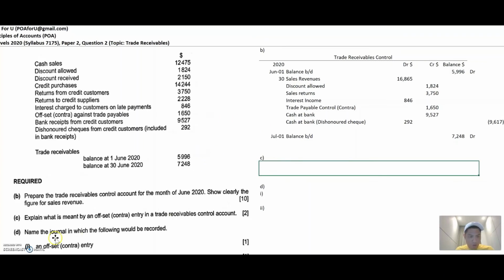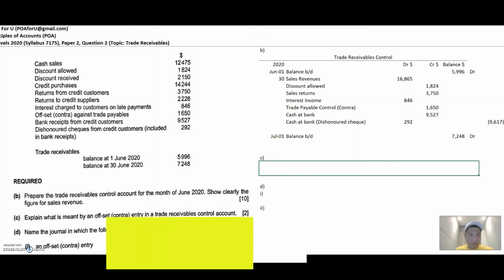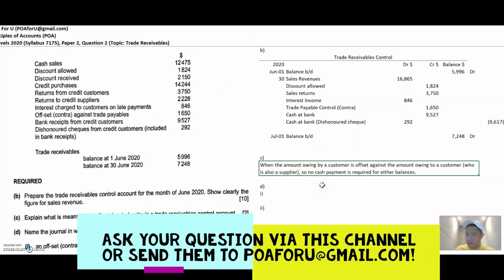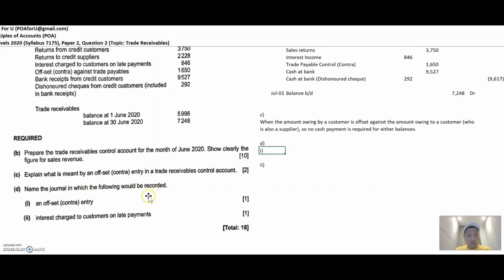Now the next part is what is meant by a contra offset, and I may have mentioned it when I did this part of the question, but I've drafted something for you guys. It's when customer owes you something, you owe customer something as well, and you say no cash payments necessary, so we just offset each other's balances, and that's how you reflect it here as well. So your double entry again is debit trade payables because you bring down trade payables by doing that, and credit trade receivables, so you bring down trade receivables by doing that, so you owe less and they owe you less as well, right?